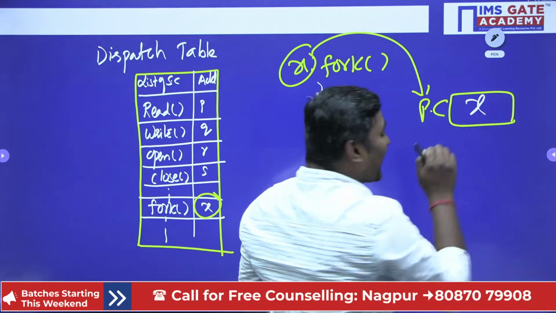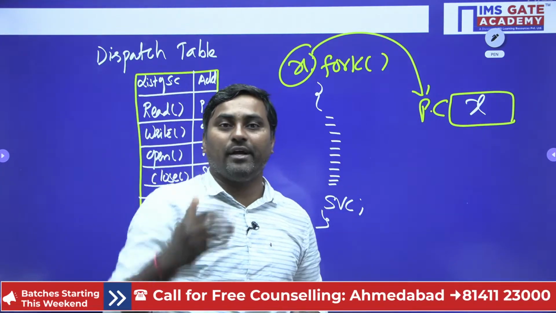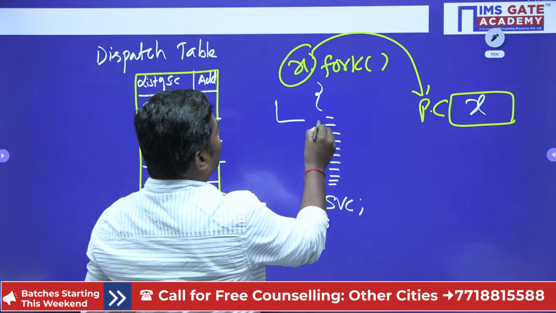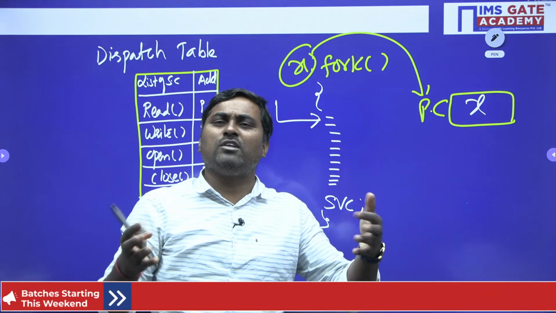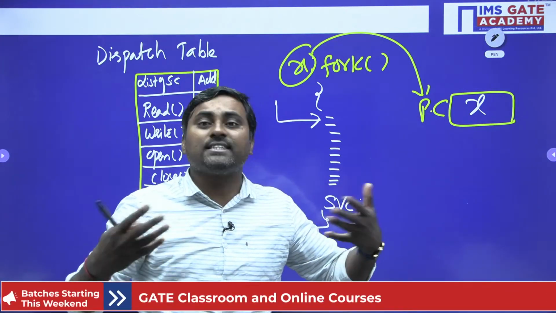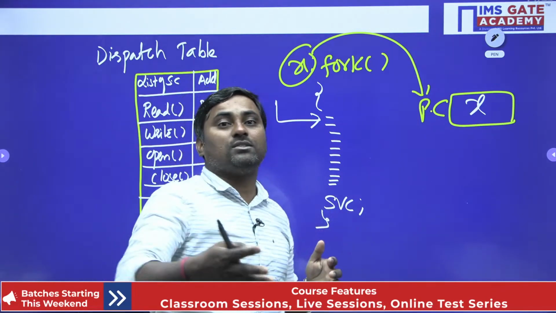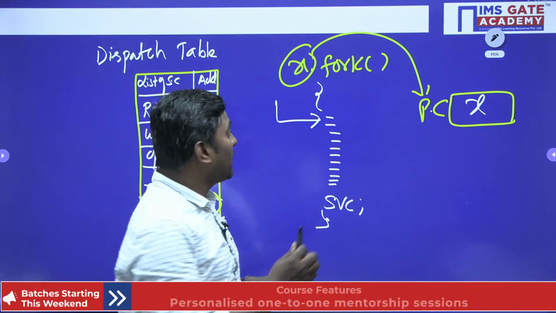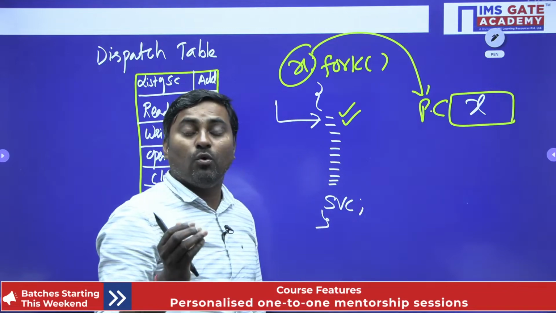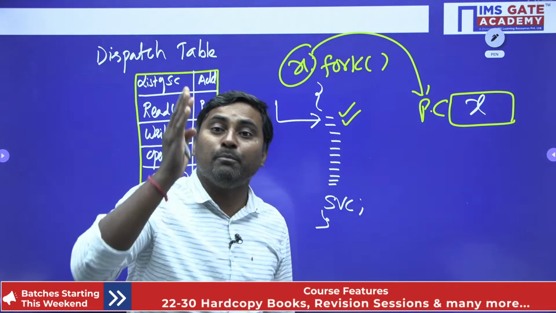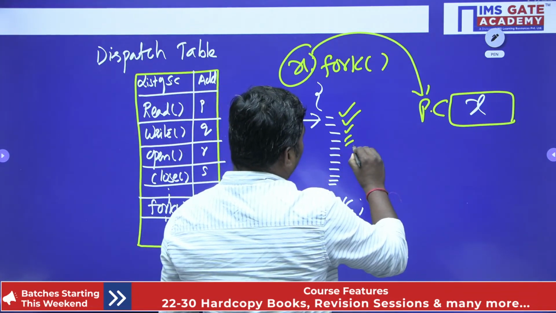So when you place X in the program counter, the program control will pass to where? To the fork execution, yes or no? Previously the program counter had some other value. Now that X is in the program counter, execution passes control here. So can I run the fork code or not? Yes. Now execution of the fork code will happen without preemption. This code will run.